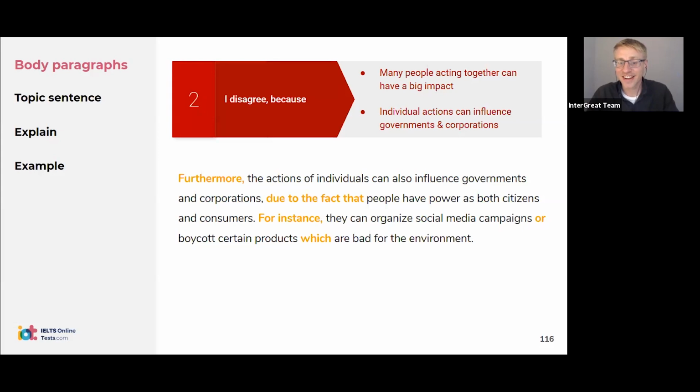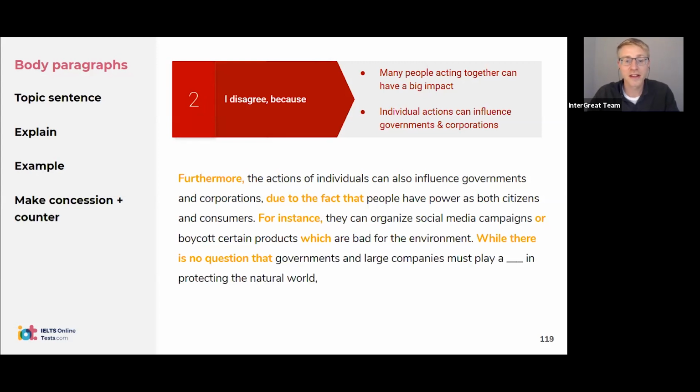So let's see. We've got our example. We can finally give a concession and a counter. Yeah, promote would be fine as well, Theo. Now, while there is no question that governments and large companies must play a role in protecting the natural world, harmful would be good.